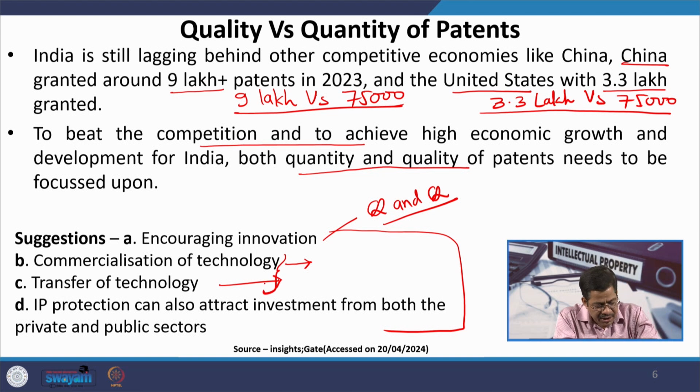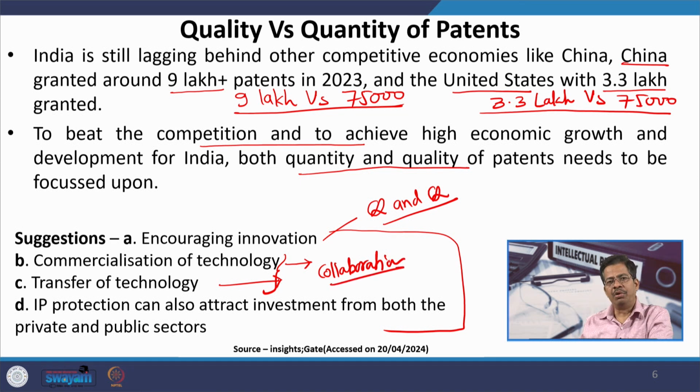Now, commercialization and transfer of technology means you are developing those innovations which should be used by the industry, and for that purpose collaboration with various stakeholders is very important. These collaborative activities will give you the real life challenges, and you can formulate your IP innovations which can be directly used by these collaborators.